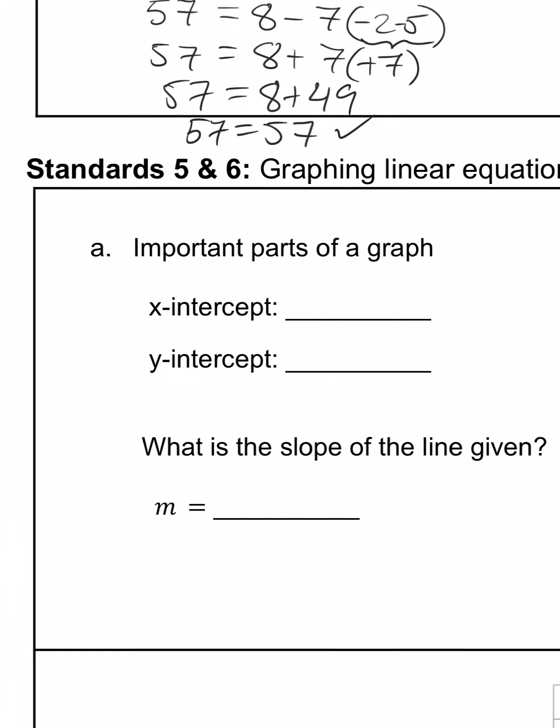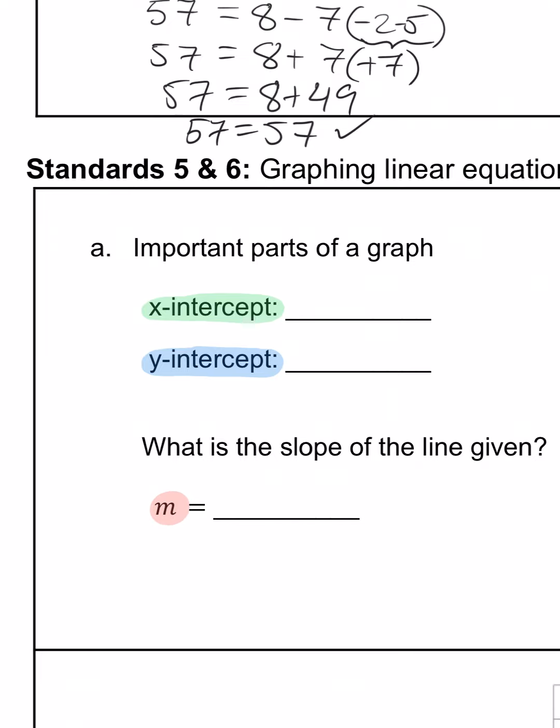The first vocab term we need to know is x-intercept. Intercept kind of sounds like intersect. An intercept is where we intersect an axis, so maybe the x-axis or y-axis. The slope is a little different. We'll look at that in a little bit.